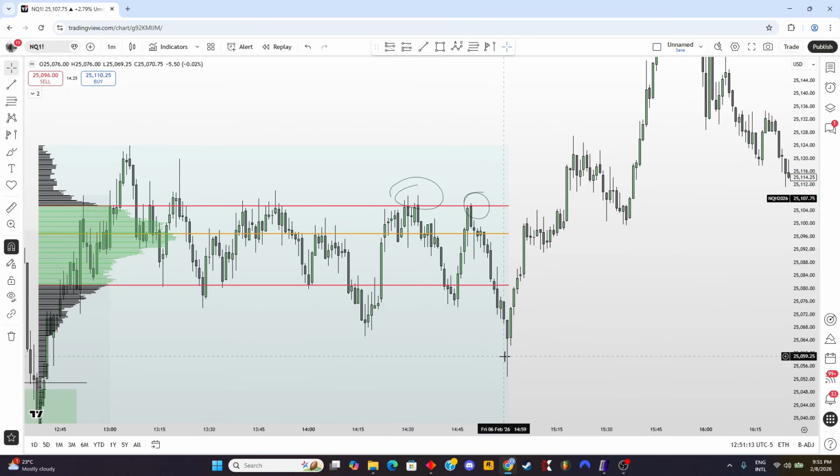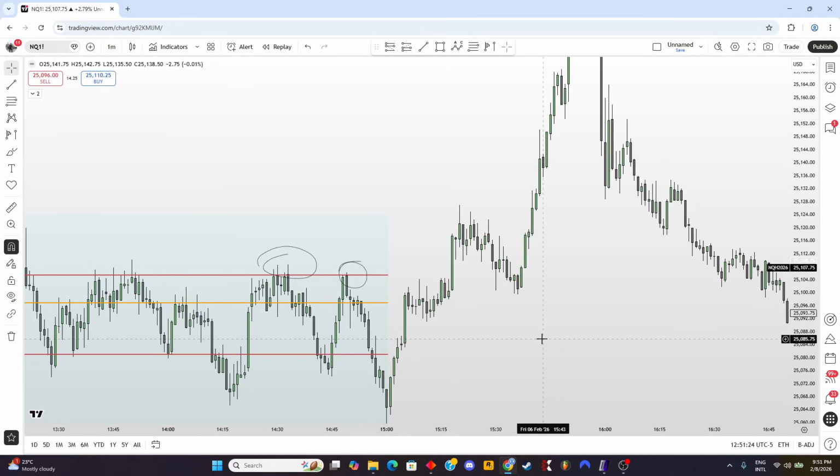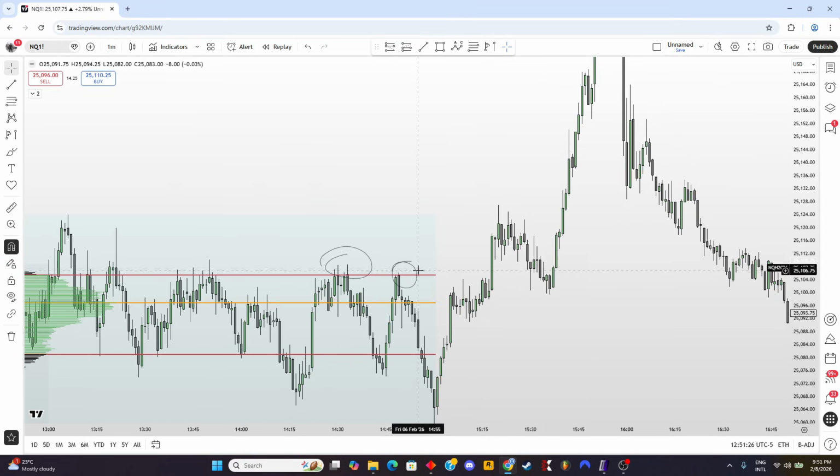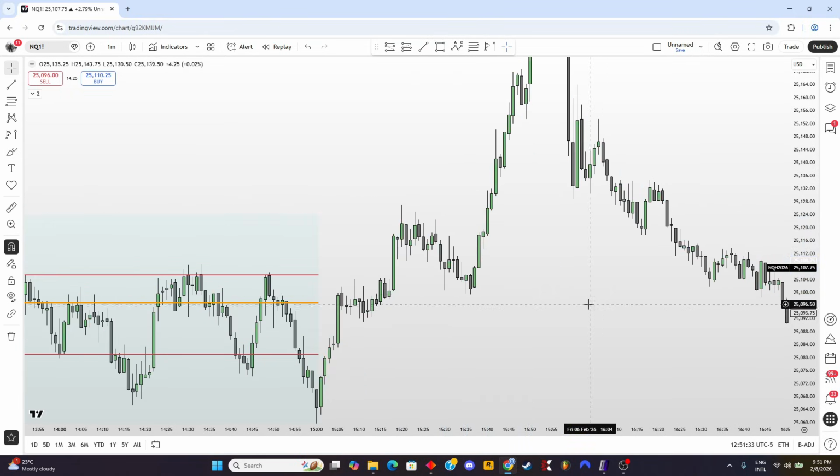And then we broke out of the value area low, but there was no consolidation. The participants were not accepting the price here. Otherwise, we would see consolidation, okay? And then notice what happened here, guys. We broke out of the value area high over here. So you can see we broke out. And now we want to see consolidation.